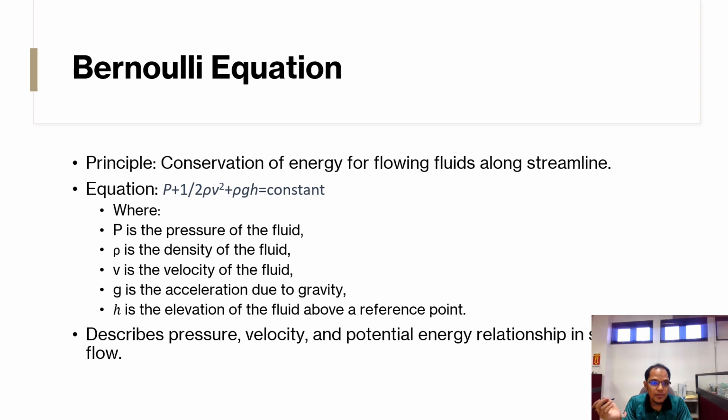Okay, so now we will talk about the Bernoulli equation. Usually you can find this in a subject you studied before, which is fluid dynamics. The formula is P plus 1/2 rho V squared plus rho gh. Usually there is no calculation in our subject. It describes the pressure, velocity and potential energy relationship in a flow. Alright.